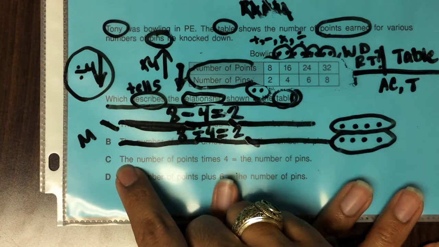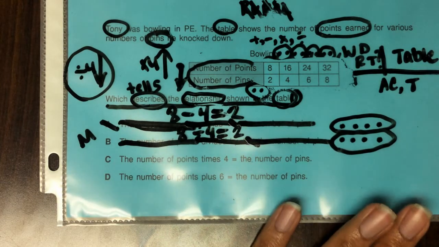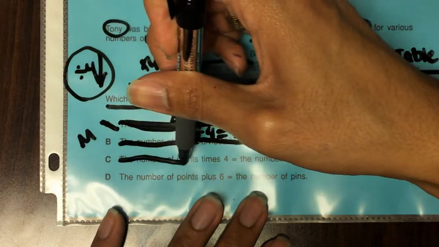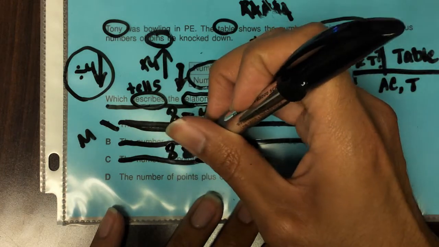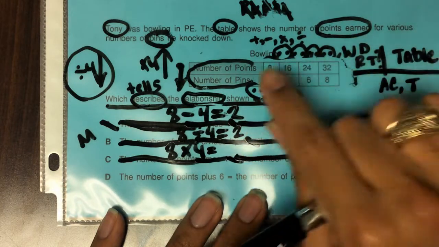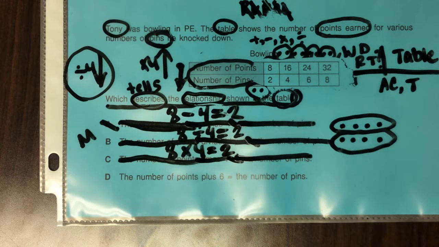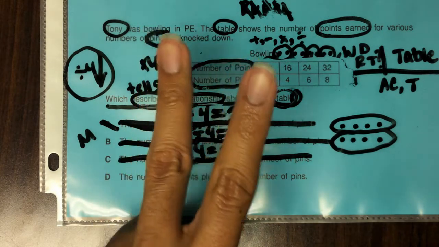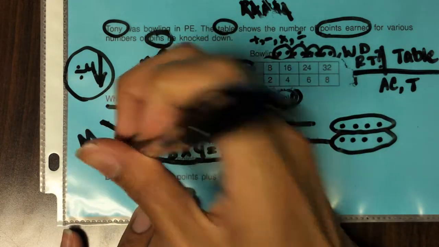Now let's go to C. C says the number of points times 4 equals the number of pins. You guys try to find that number sentence. Let's cross off the number of points. 8 times 4 equals the number of pins. The number of pins is 2. That says 8 groups of 4 equals 2. So we can sing the 8 song until we have 4 fingers. Or you can sing the 4 song until you have 8 fingers. But I'm just going to sing the 8 song. You got 8, 16, 24, 32. Is that 32? No. So C is not our answer.